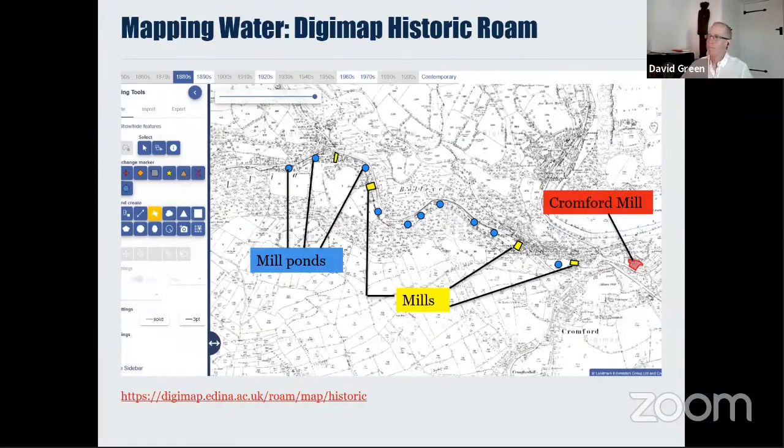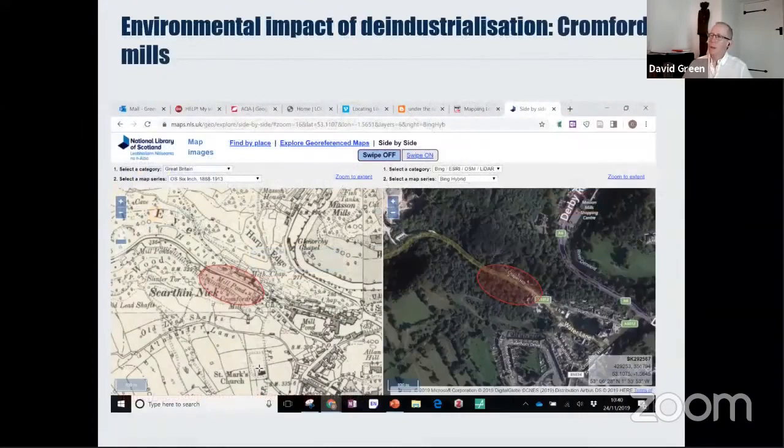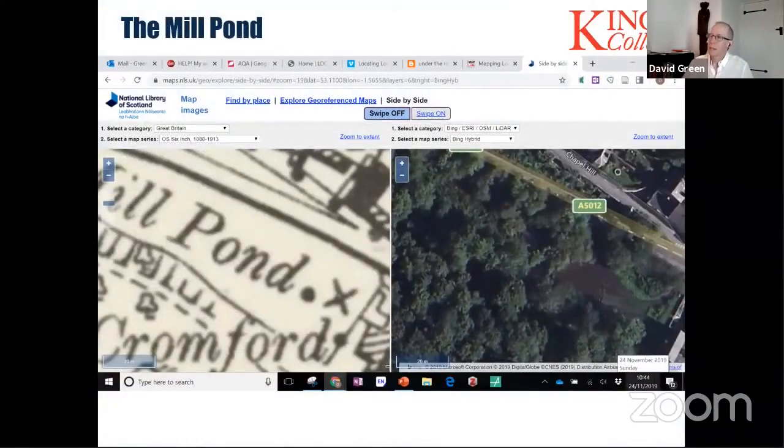Let's see what happens. Here is one of those mill ponds on the left-hand side on an original map going back to the 1880s. On the right-hand side is a relatively recent photograph from Google Earth. And you can see that that mill pond no longer exists. It's shown in a red oval shape on the screen. What's happened to that mill pond? And why did it disappear? And when did it disappear? There it is, slightly more close up, so you can see that actually it's now covered over by trees.